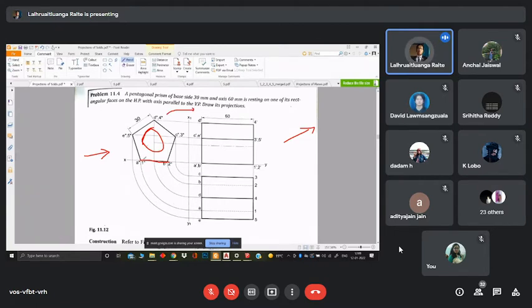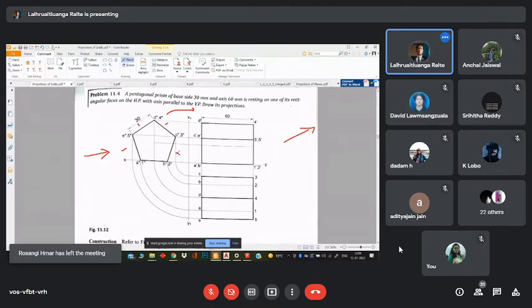Okay, so we first draw the profile. When we draw the profile, we don't have to start labeling the points. We can simply draft a pentagon of base side 30 mm, meaning all of the sides are 30 mm, the base sides are 30 mm, and then we have our pentagon ready.